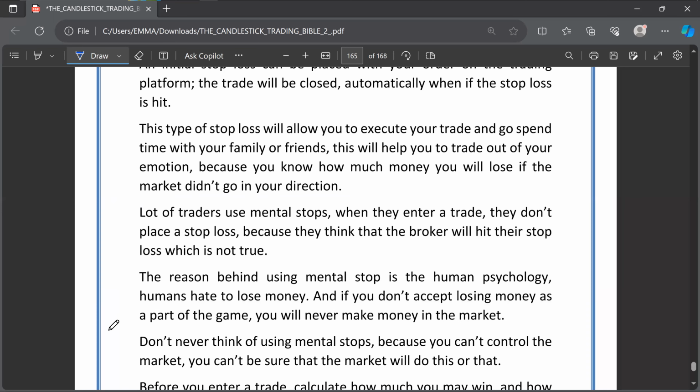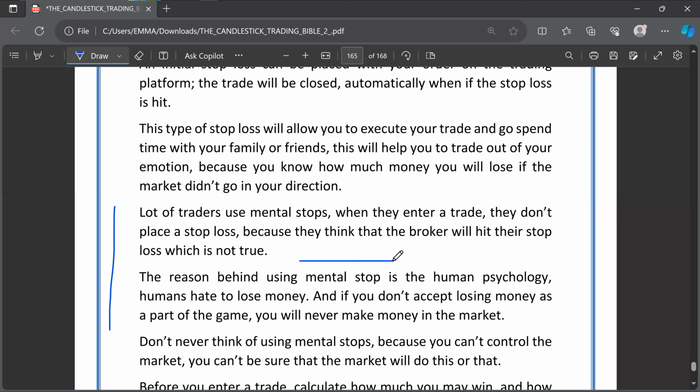Now, lots of traders use mental stops. When they enter a trade, they don't place a stop loss because they think that the broker will hit their stop loss, which is not true. So many a time, like I said, you'll be tempted to do this, right? Because you think market could move, just come and take you out of the trade and then move in a direction. I know this feeling, and it's true. But then it is not the best practice, right? Because like I said, anything could happen to your PC, anything at all. You could be occupied, forgetting that you are even in a trade can affect you.